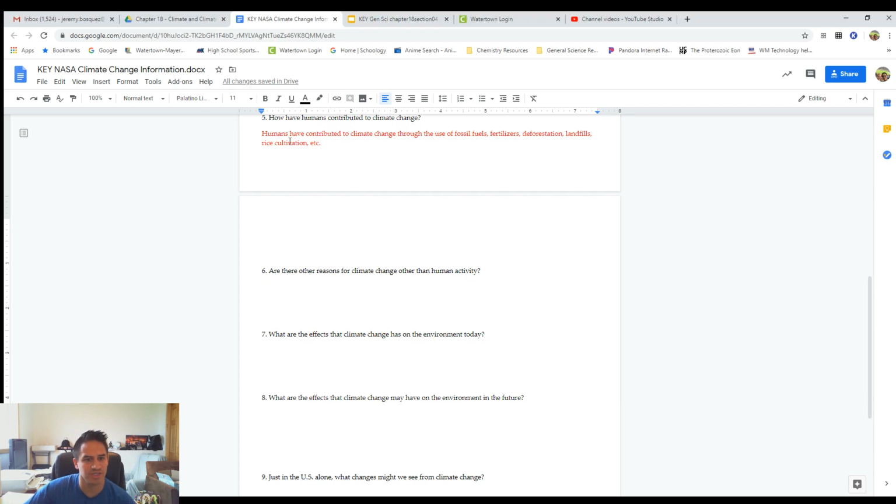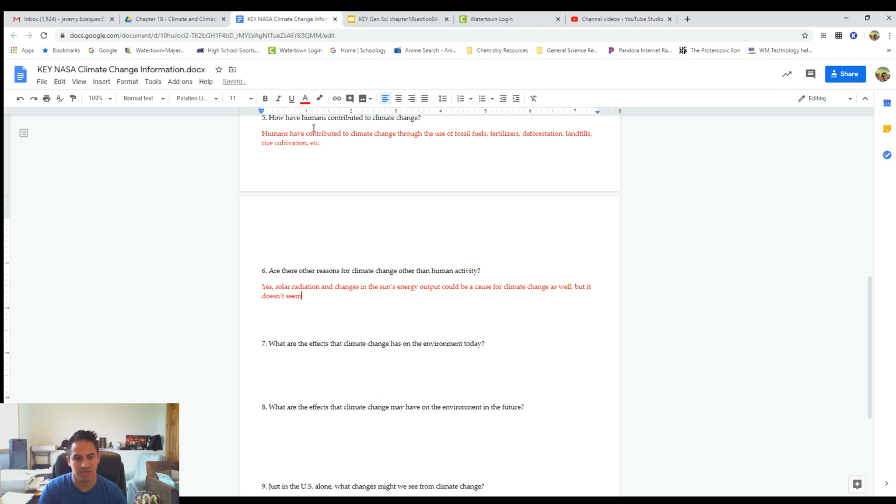So other reasons for climate change other than human activity, we can say yes, solar radiation and changes in the sun's energy output could be a cause for climate change as well, but it doesn't seem likely that it is the main cause. Okay, at least if we read on the website, it says that it's probably not the main cause.